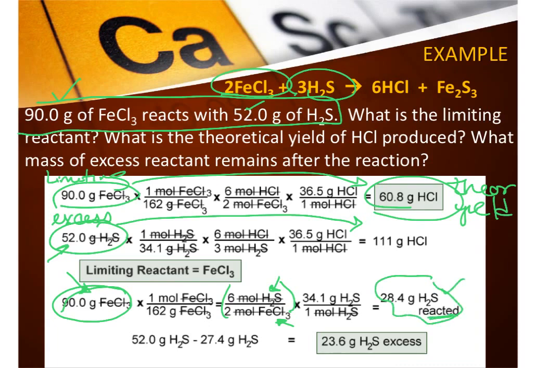You know how much you started with, right? You started with 52 grams of that excess reactant. So you subtract what you just calculated here. Ooh, where did I get 27.4? I changed it. That should be 28.4. But anyway, you subtract the amount that actually reacted from the amount you started with, and that gives you the excess reactant that's left over or unreacted.